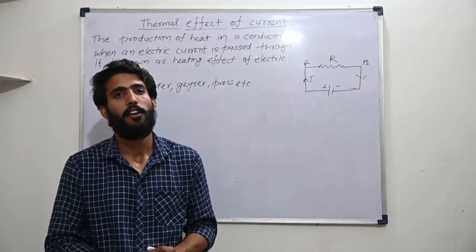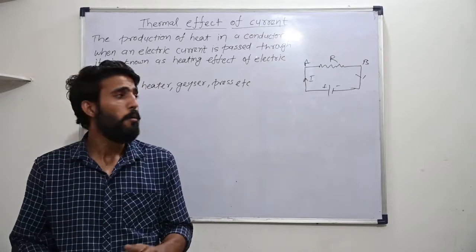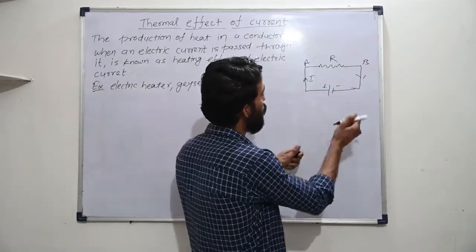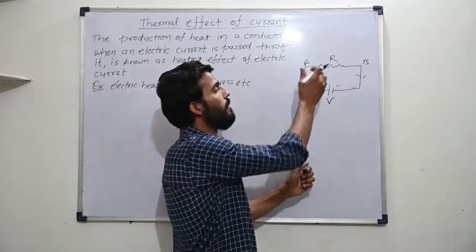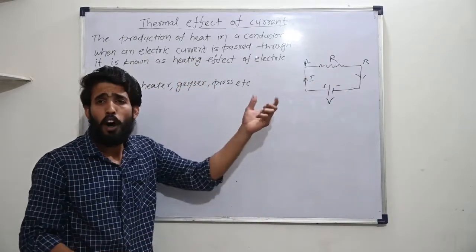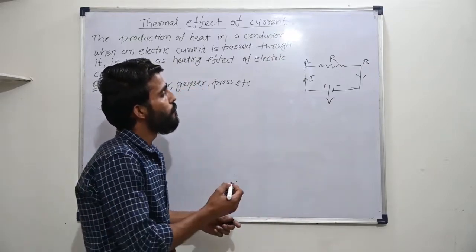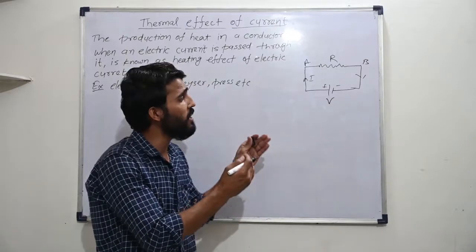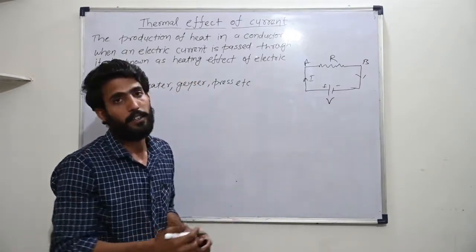Hello everyone, we are going to discuss the thermal effect of current. When a potential difference V is applied across the ends of a conductor, the flow of electrons is obstructed due to the continuous collision of these electrons with the molecules and atoms in the conductor.